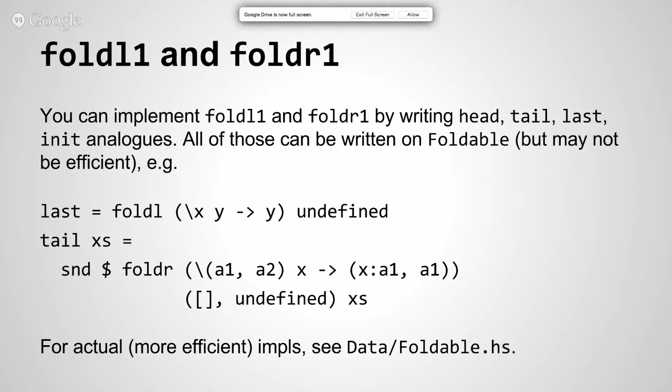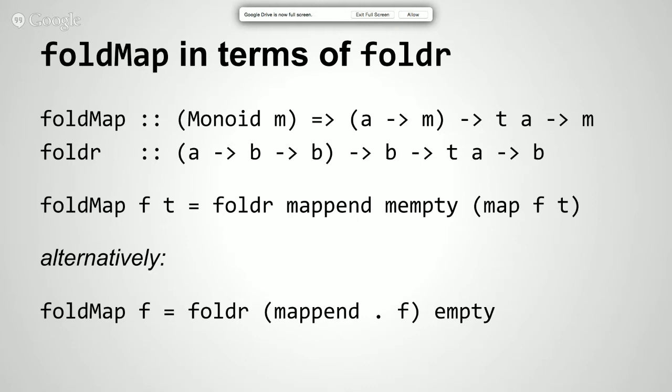And we give it an initial value of undefined, which means that it's going to fail if you throw the empty foldable at it. Well, we know that that's exactly what last on the empty list does. So yeah, there are a ton of these in the source code for Data.Foldable. Fold map can be implemented in terms of foldr using mappend and using mempty.